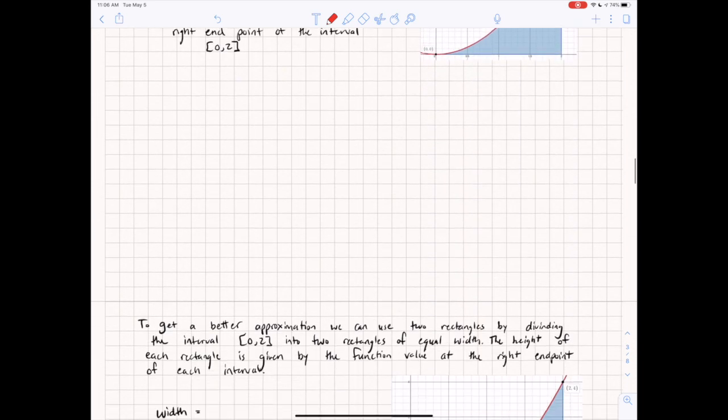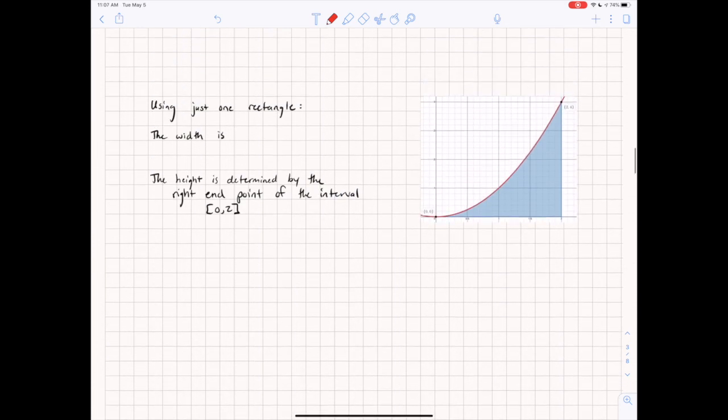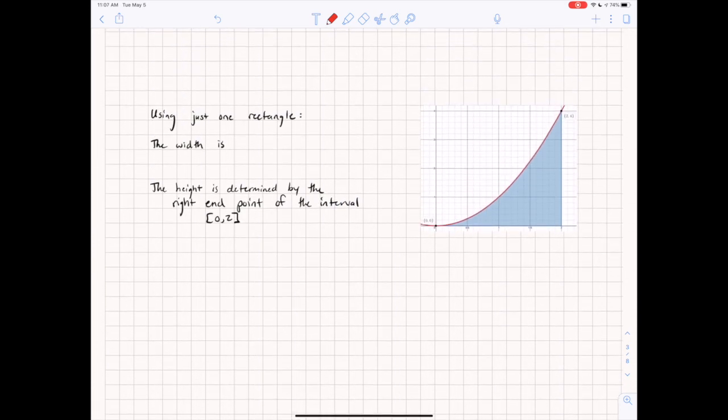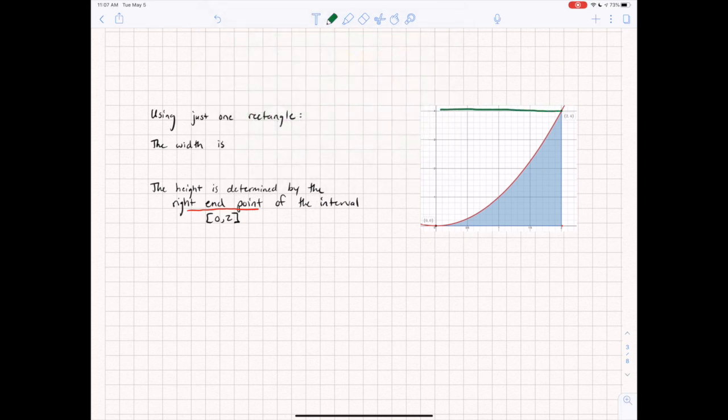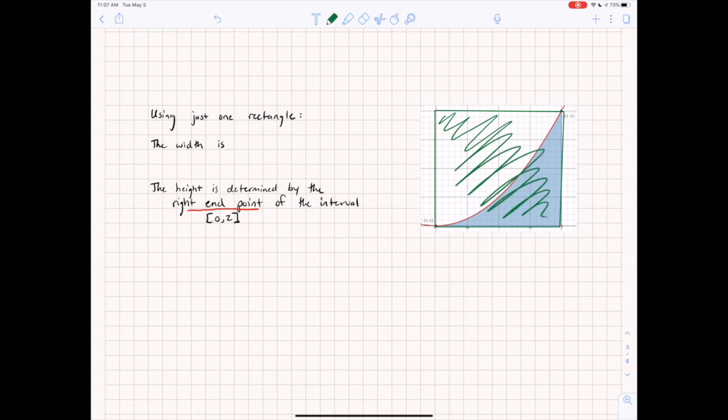Let me make sure I have plenty of space. Okay, so we're just going to use one rectangle. And as I go through this, I'm going to let the height be determined by the right endpoint on this interval from 0 to 2. So from 0 to 2, I'm going to go up to my function. I'm going to use a green color here, and I'm going to draw a box. This is just an approximation. As you can tell, it's going to be a pretty poor approximation because the area of this box is only like twice as much as the actual area of my figure that I care for.